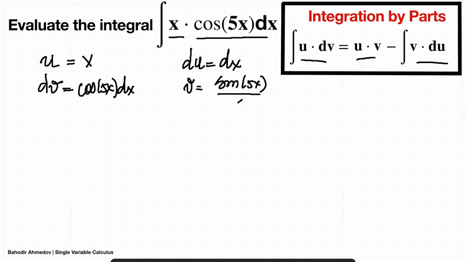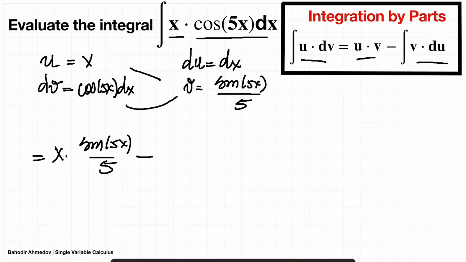This is the antiderivative of the cosine of 5x. And I have to additionally divide by 5, because if you take the derivative of sine of 5x, it is going to be cosine of 5x times 5, right? So you need to take care of this additional 5 taken from the argument of the sine. So now we are going to use this formula. This integration is equal to uv, which is x times sine of 5x over 5, minus the integration of v du, so the integration of sine of 5x divided by 5 dx.